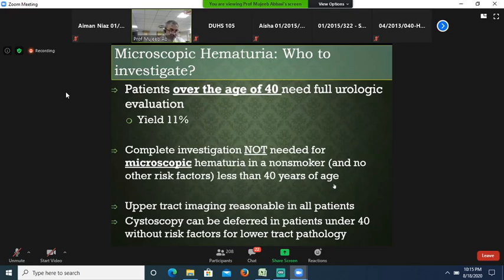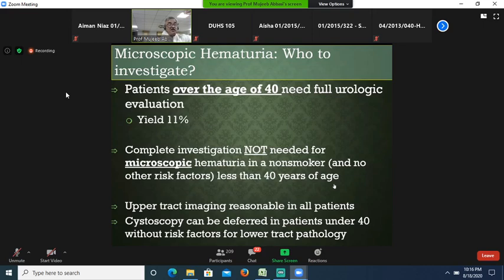If somebody is 40-year-old with a hematuria and needs full investigation, the yield of that is 11% for coming up with the pathology. Now, complete investigation is not needed for the microscopic hematuria in a non-smoker, because as you have seen, I have come up with this term smoker and non-smoker a couple of times. There is a clue for that one. The upper tract imaging is reasonable in all patients. Cystoscopy can be deferred in patients under 40 without a risk factor follow-up.